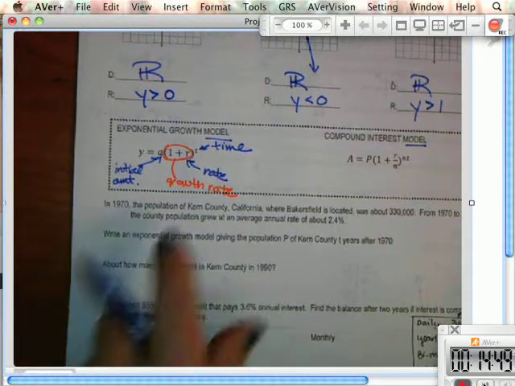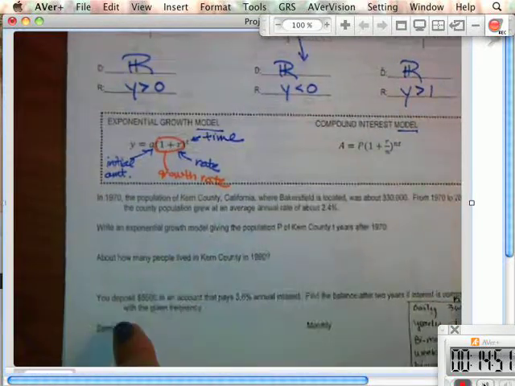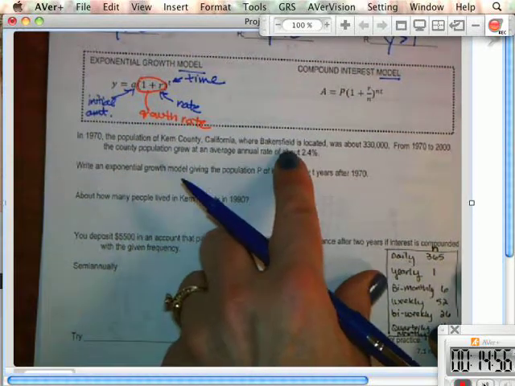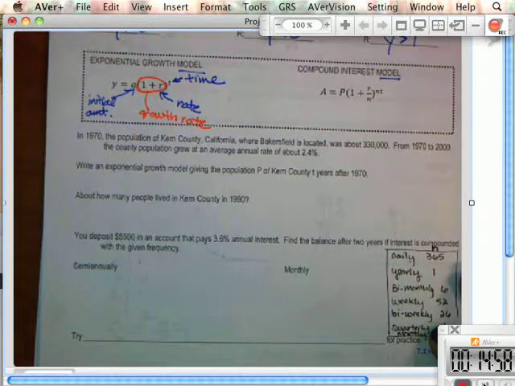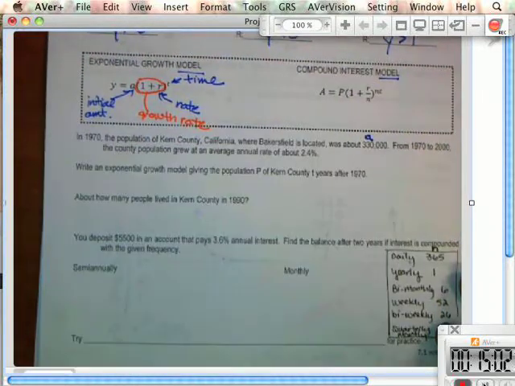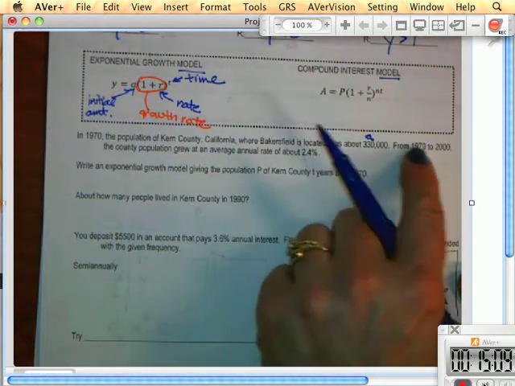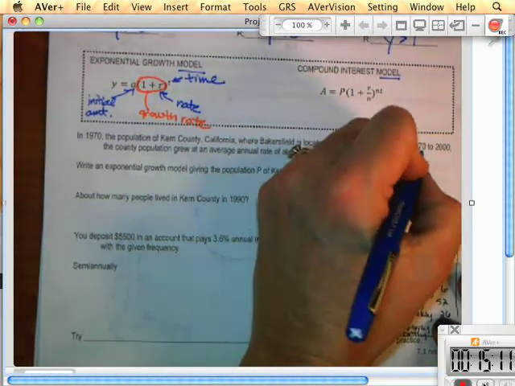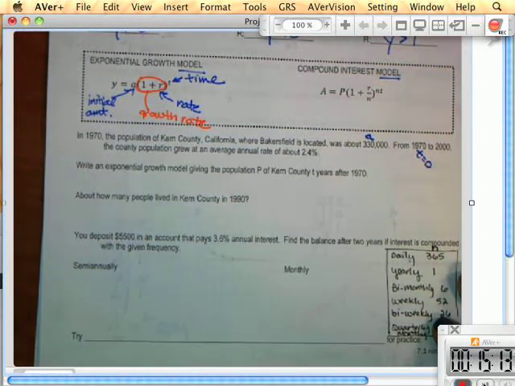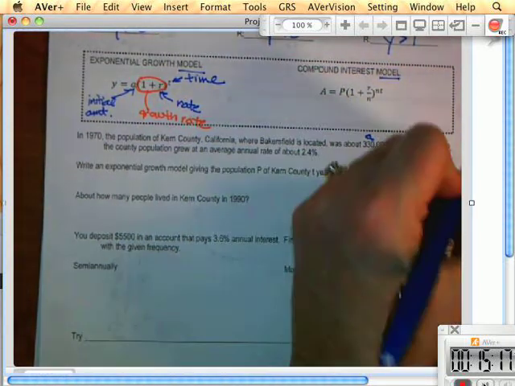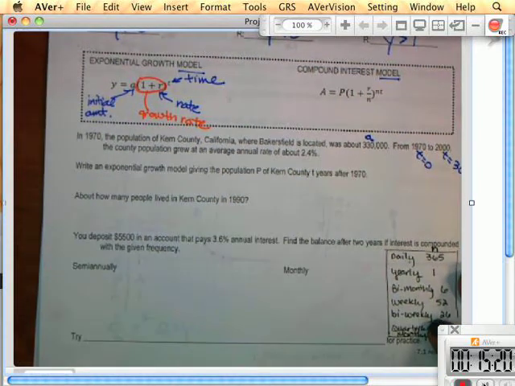So let's use this first, and then we'll go back and use that. In 1970, the population of Kern County, California, where Bakersfield is located, was about 330,000. Oh, that is going to be my a, my initial starting amount. From 1970 to 2000, so we have t, time is 0 in 1970. What would t be in 2000? 30. I'm just going to mark that right there and see if that helps me later.